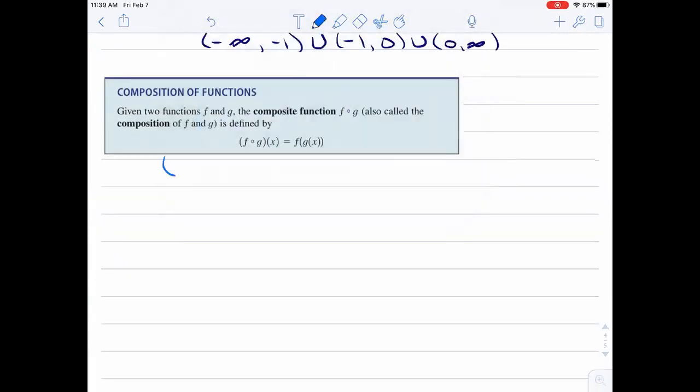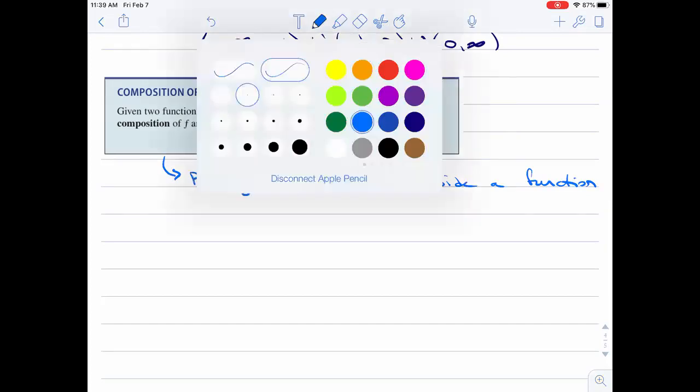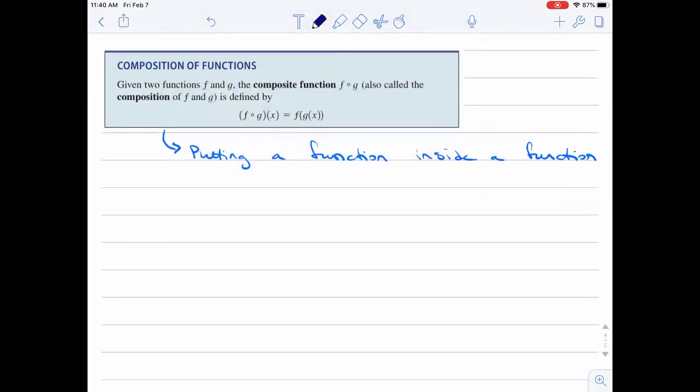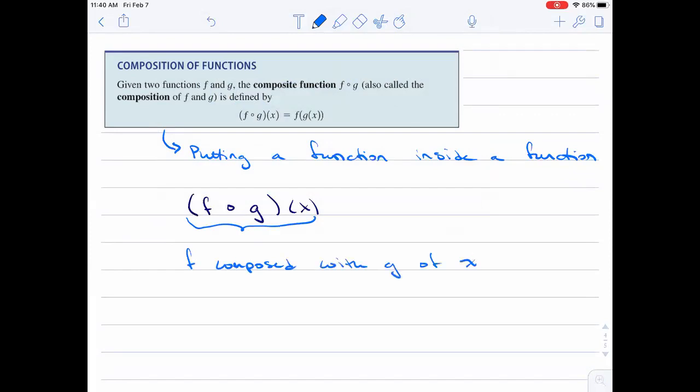So what we're doing here is we're putting a function inside a function. So what we say is if we've got f and then an open circle g of x, how you read this is f composed with g of x.